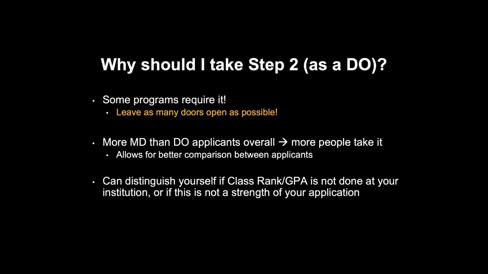This also allows for a chance of distinguishing yourself if class rank or GPA is not really done at your school, or if this is not a strength of your application. So if you're somebody that maybe wasn't where you wanted to be when it came to your GPA or class rank, or if you didn't have one at all, this Step 2 score allows you to put yourself out there and show what kind of student you are. And this can go a long way as far as distinguishing yourself from your peers and earning more interviews based on those cutoff scores that we talked about earlier.